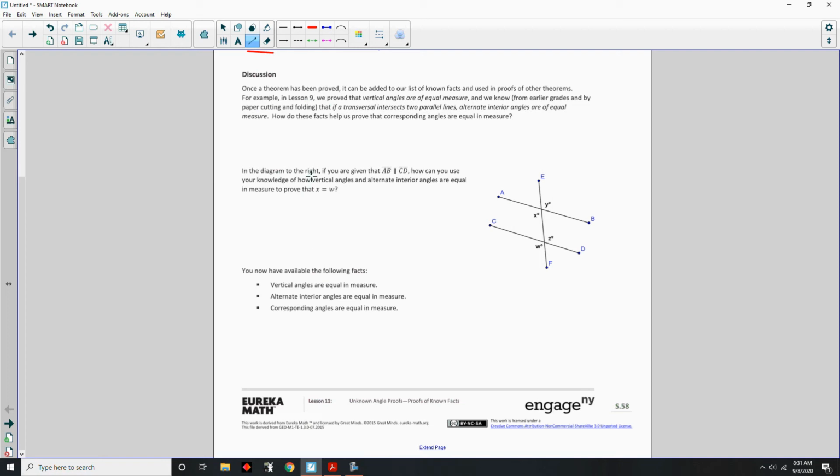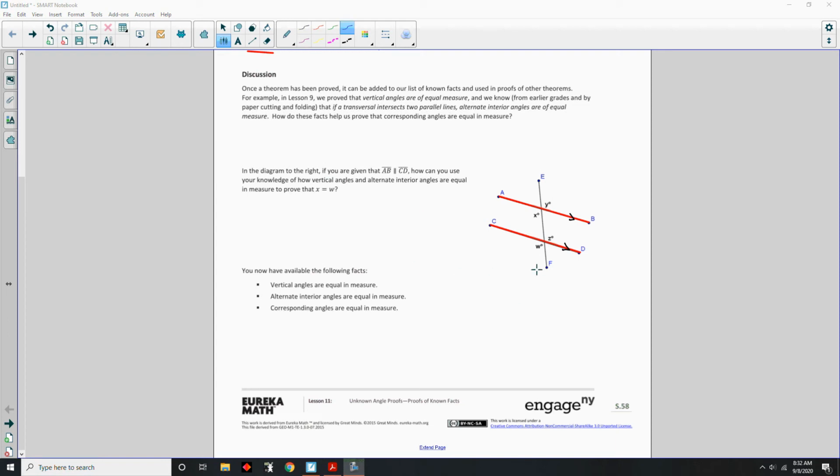And it says in the diagram to the right, if you are given that AB is parallel to CD, so I'm just highlighting these so we can see what we're talking about. When you want to tell the reader that something's parallel to something else, you put an arrow on them, like so. The two arrows match, therefore the two segments or lines are parallel. So if you're given AB is parallel to CD, how can you use your knowledge of how vertical angles and alternate interior angles are equal in measure to prove that X equals W?